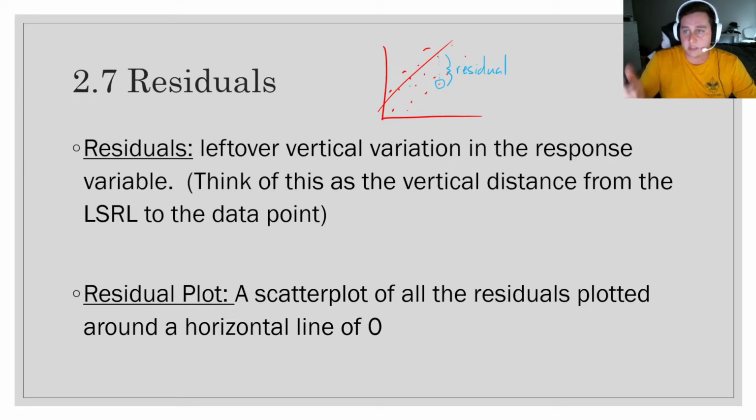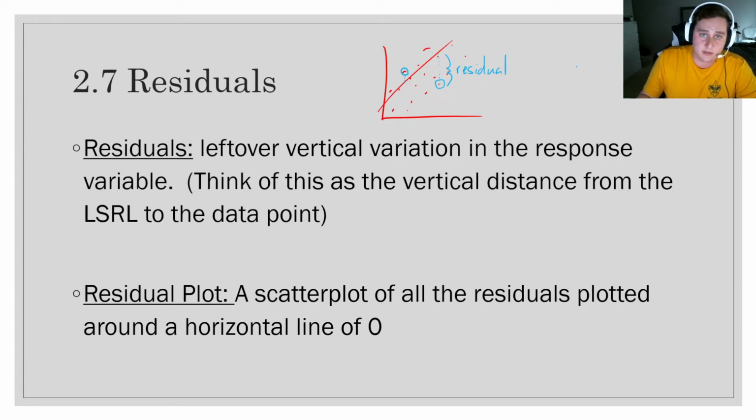So the residual is the vertical variation in the response variable. So draw a vertical straight line from the data point either up to the line of best fit or straight down to the line of best fit. Because as you see up here, this data point is above the line of best fit, so you'd actually have to draw down in order to get there. So it's just the distance. That's all it is. You can have negative residuals.